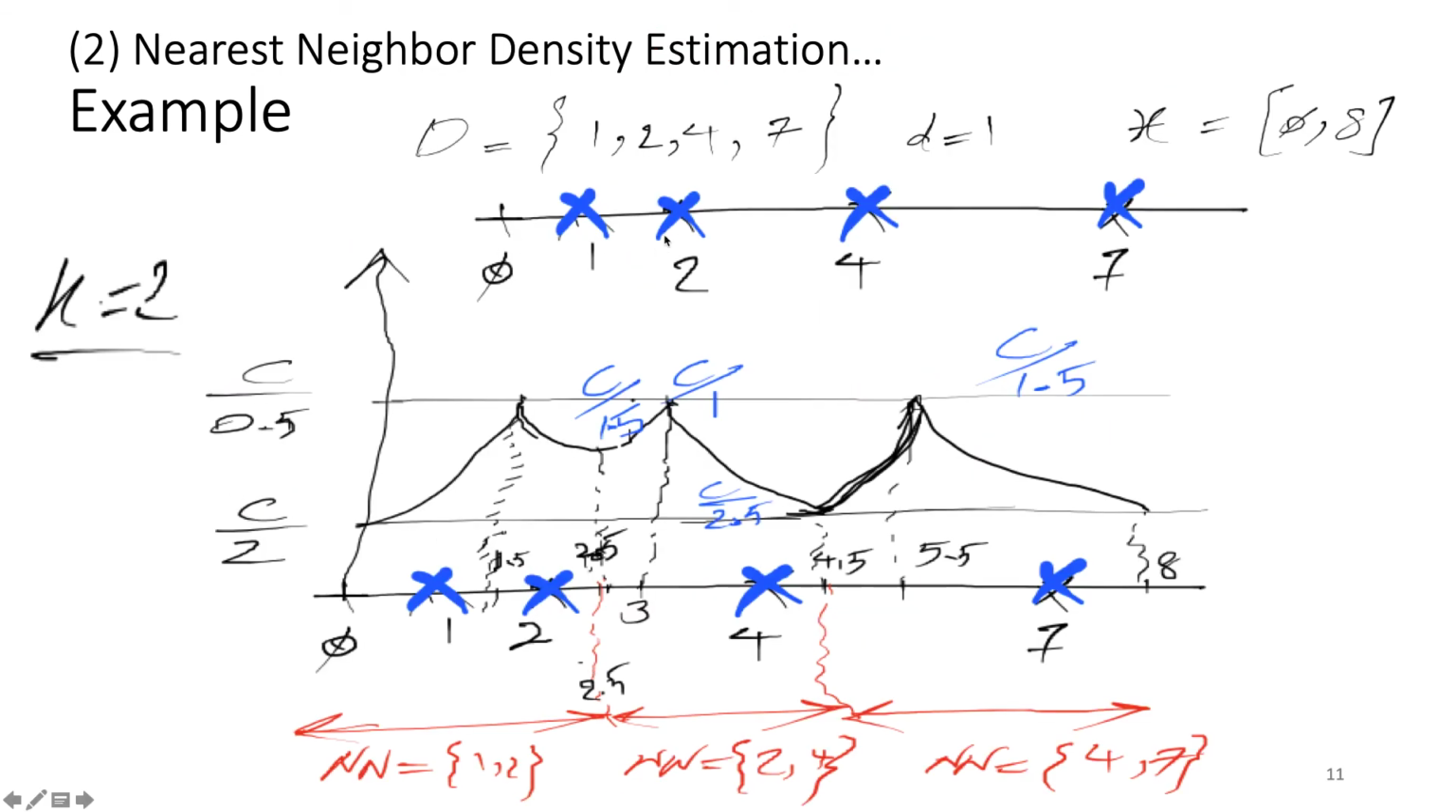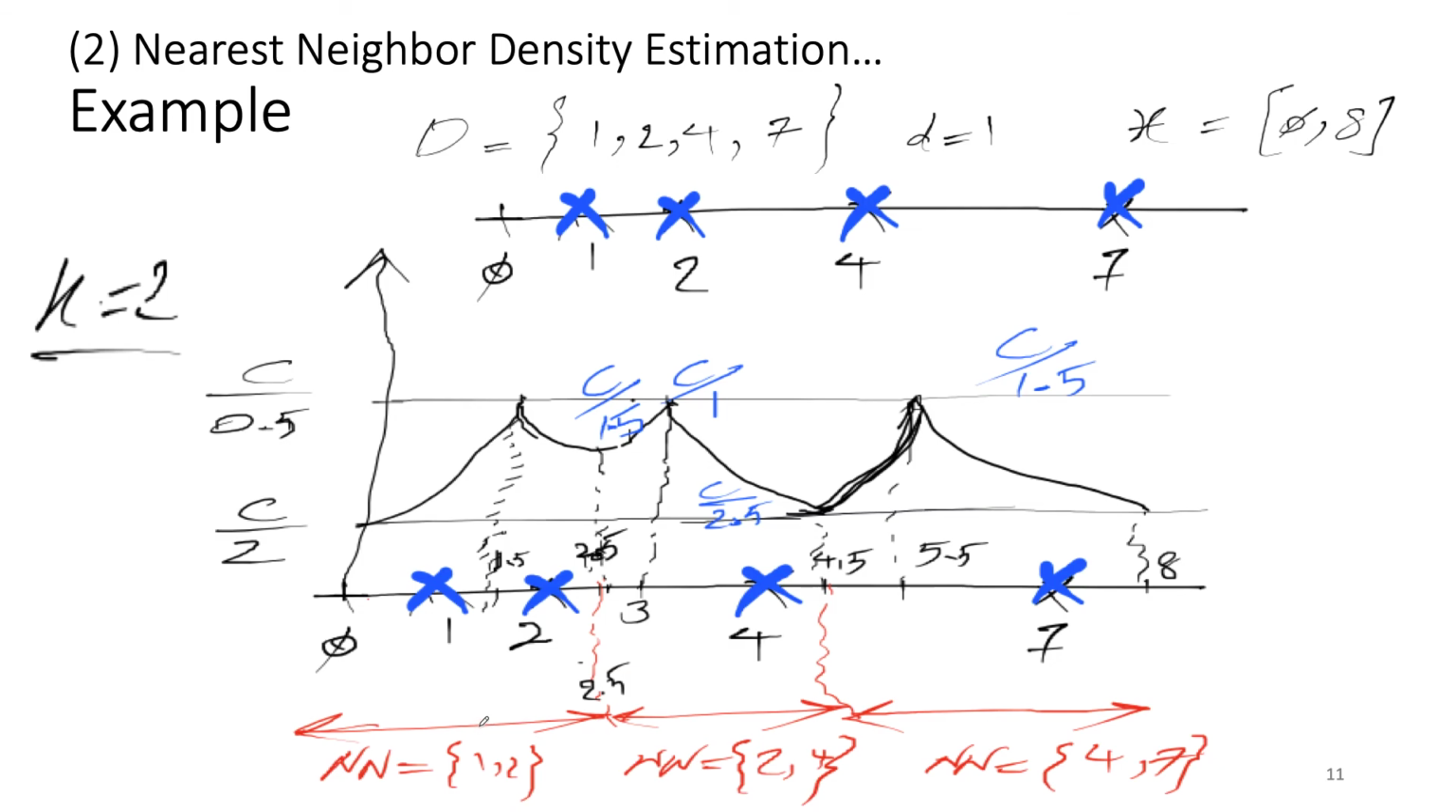So we start again from these points, 1, 2, 4, 7. Now since k is 2, I'm going to have 3 of these NNs because my closest neighbors at this point here were these 2, 2 and 4. If I'm here, my closest neighbors will be 4 and 7. So I have 3 of these. And these curvatures will become more discontinuous, because we have more NNs.